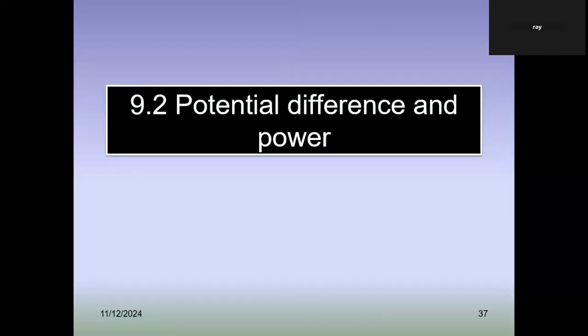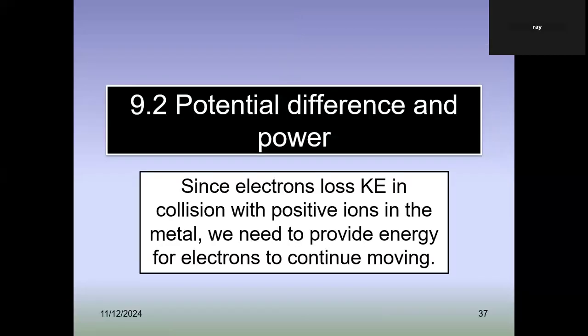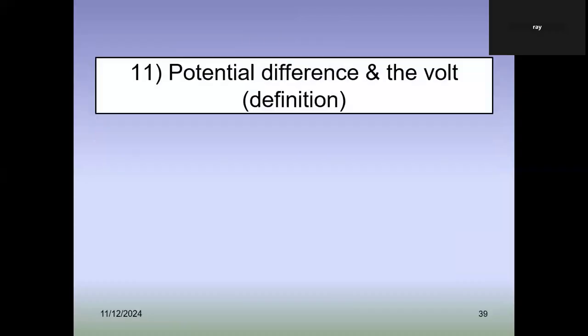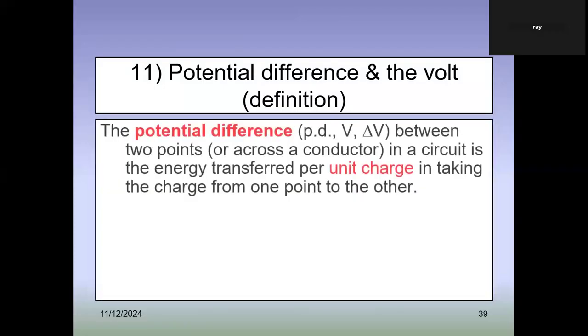Okay. Potential difference. Since electrons lose kinetic energy in collisions with the positive ions in the metal, we need to provide energy for the electron to continue to move. That's why we need a potential difference. Right? That's the syllabus. Potential difference, and both definitions, memorize.